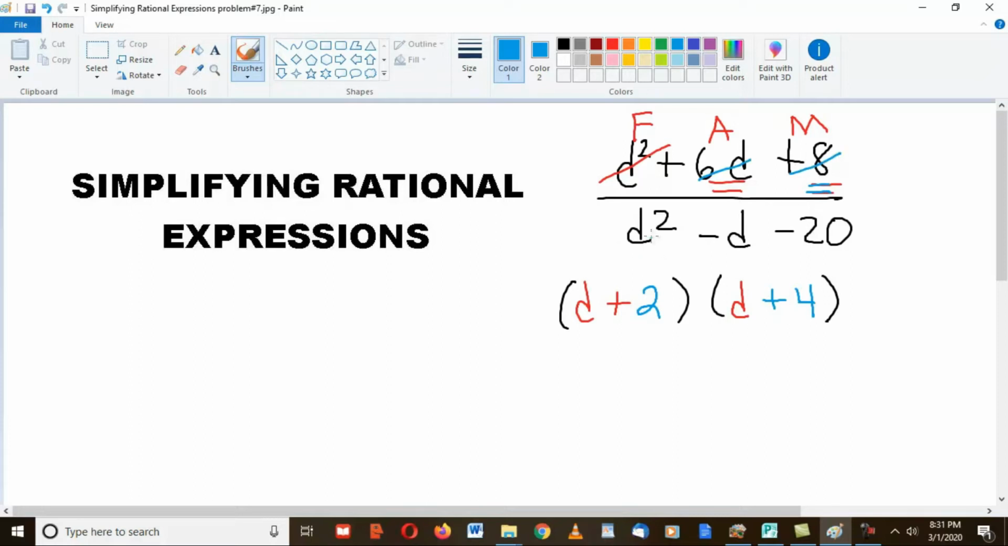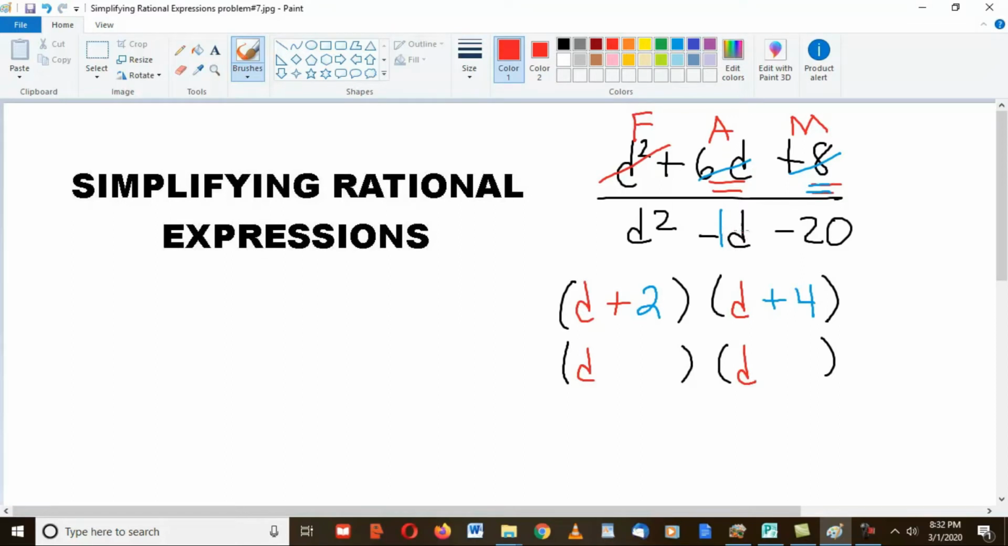Now what's our next one here? Same thing, we're going to do FAM. And remember, we have a d here in the middle. If there's no number next to this d, what should we put there? Yes, a 1. Good job. Okay, so the next thing we want to do is factor, just like we did before. We put our parentheses here, and we put a d on both sides.